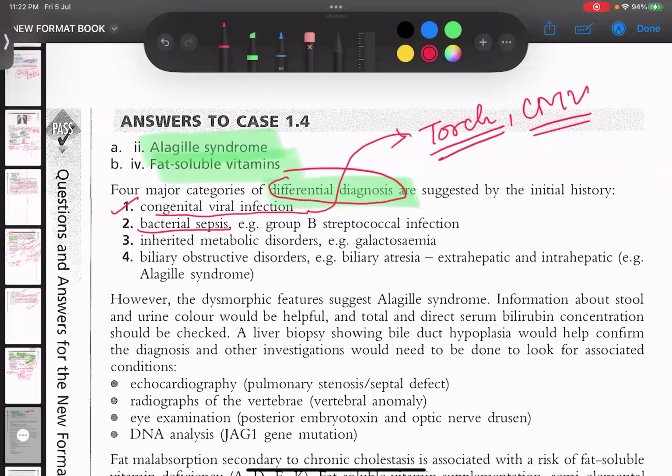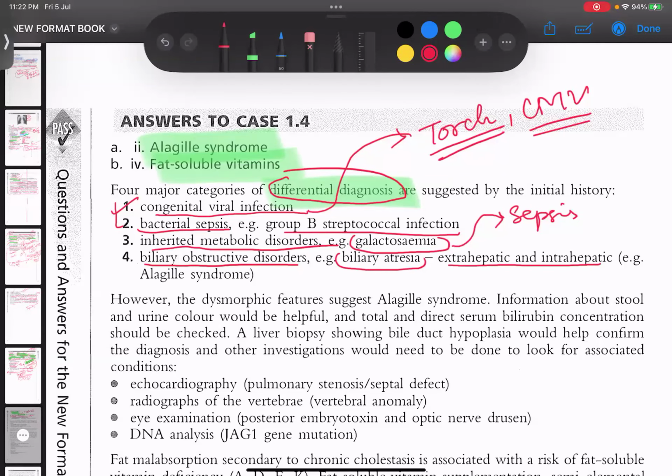Then bacterial sepsis, group B streptococci, is also possible because with any kind of infection the child can have jaundice. But both of these will not present with dysmorphic features. They're just giving differential diagnosis, it's not confirmatory. Inherited metabolic disorders such as galactosemia, yes. Galactosemia can present with hypoglycemia, along with hepatosplenomegaly and doll-like facial features, and galactosemia is very commonly associated with sepsis. Biliary obstructive disorders such as biliary atresia, extrahepatic and intrahepatic, are also seen in Alagille syndrome. So these are the 4 differentials we'll usually find in this case.